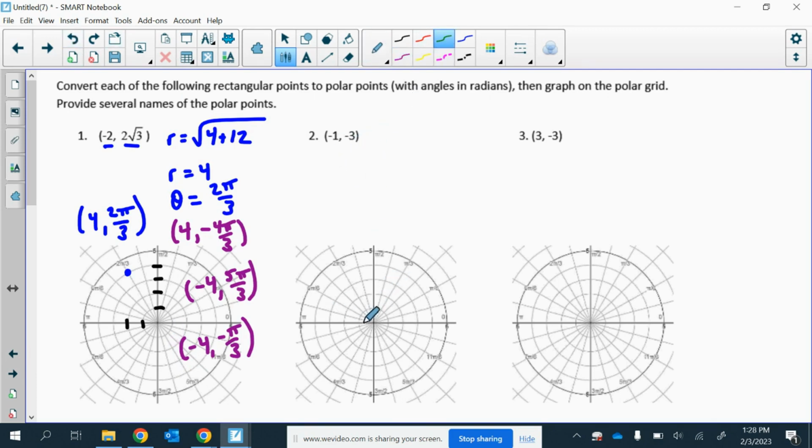Negative 1, negative 3, well, that's actually easy to plot because I just plotted exactly where negative 1 and negative 3 are on these radii circles.